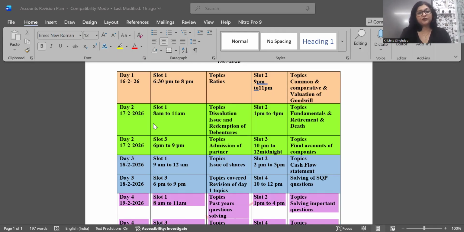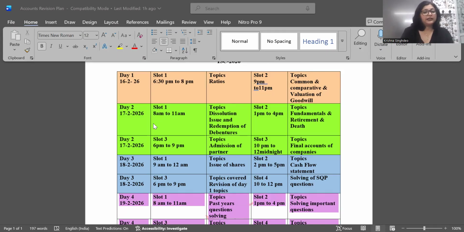Now you see the majority of topics are being covered. On day 3, slot number 3 is 6 p.m. to 9 p.m. Here you do revision of day 1's topics, that is comparative and common size statements, and also goodwill. You can revise that. After that, you go for slot number 4, which is 10 to 12 p.m., solving sample question papers and other important questions which you think can be done over here.